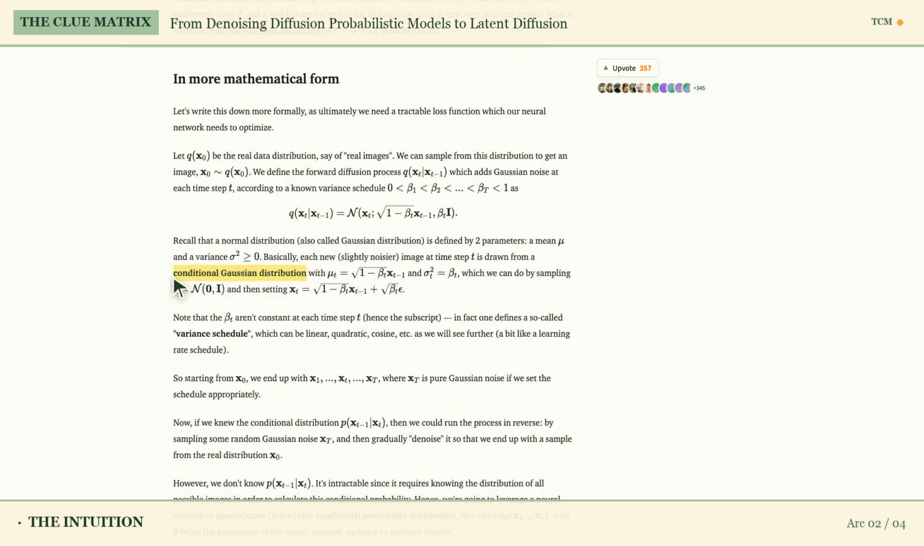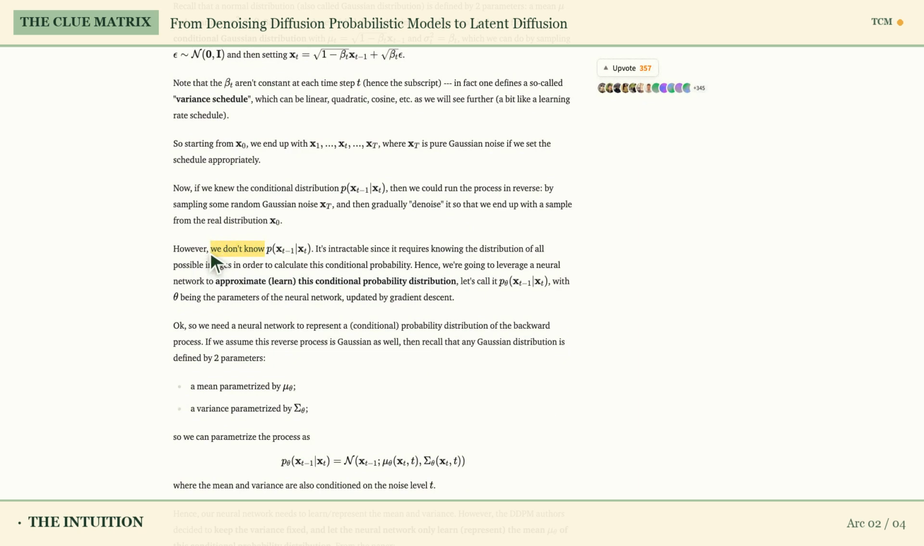The article mentions sampling from a conditional Gaussian distribution at each step. Does conditional mean the noise added depends on the current image? Exactly. The amount and type of noise added in the forward pass depend on the image at the previous time step. It's not just random noise added globally.